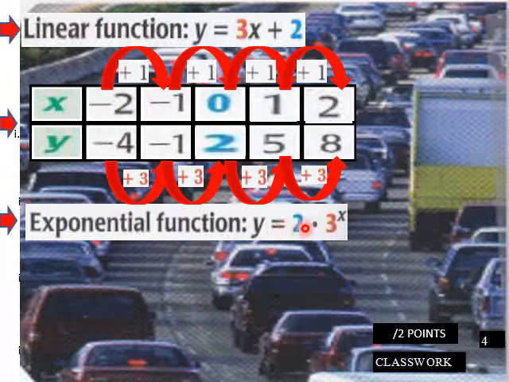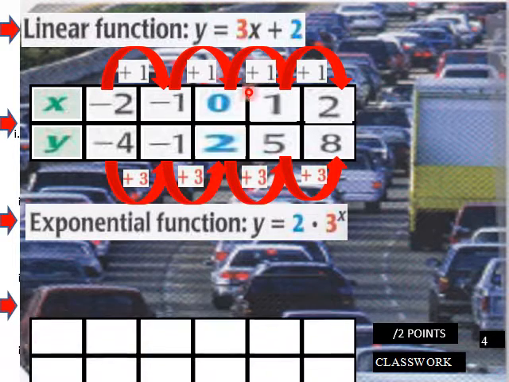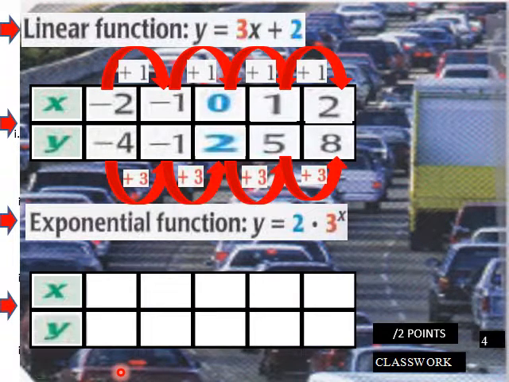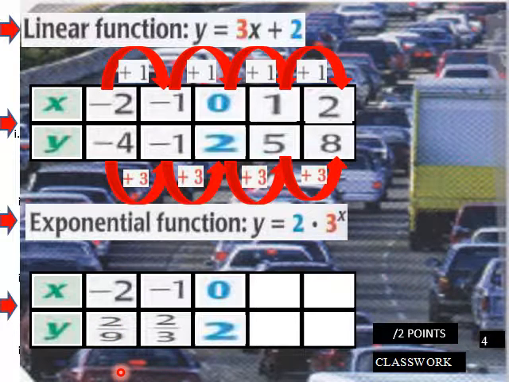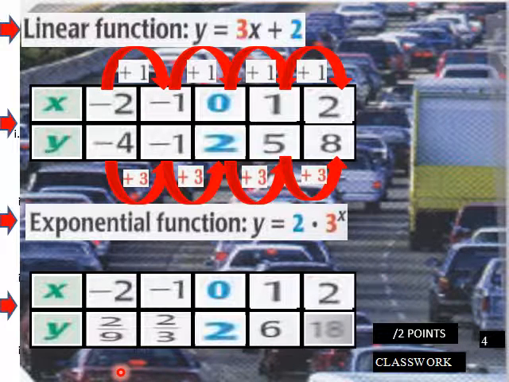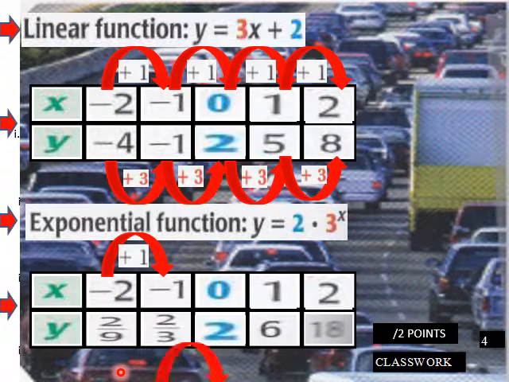Exponential function now, y equals 2 times 3 to the x power. A little bit different than this up here. So what happens with that? Here's our table, x and then y. When x equals 0, y equals 2. When x equals negative 1, y equals 2/3. When x equals negative 2, y equals 2 over 9. When x equals 1, y equals 6. Then when x equals 2, y equals 18.